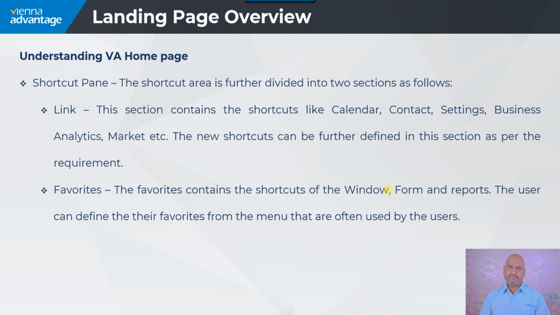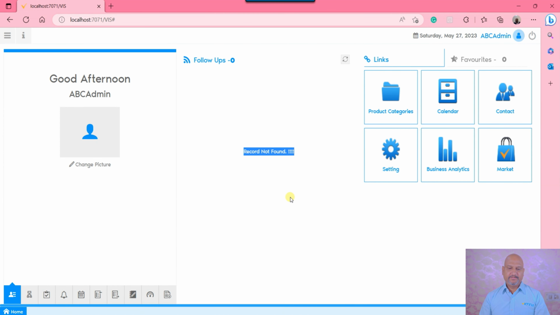Let's move on to the system and we'll see what all these things are. Right now I'm at my landing page. You can see on the landing page there are three panes. One is the left pane, that is the notification pane. The second one is the follow-up pane, where you can subscribe to a certain record and thereafter you can chat over that particular record with various users within the organization. The last pane is the shortcut pane, which is further divided into links and favorites.